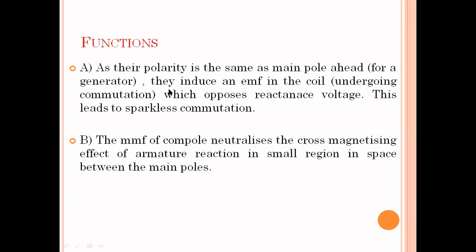Function of the interpole: as their polarity is the same as the main pole ahead, for a generator, we are talking about the generator, they induce an EMF in the coil which opposes the reactance voltage. This leads to sparkless commutation. The MMF of the compole also neutralizes the cross-magnetizing effect of the armature reaction in the small region in space between the main poles. Thank you.